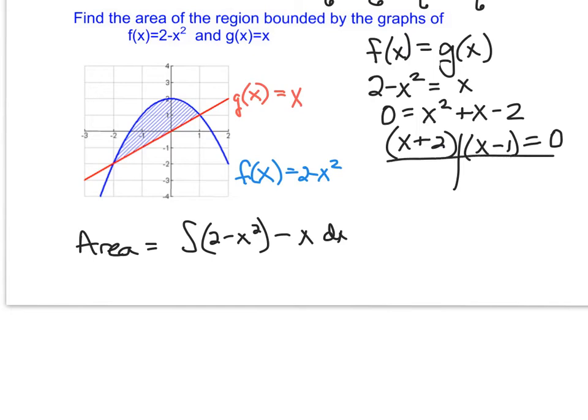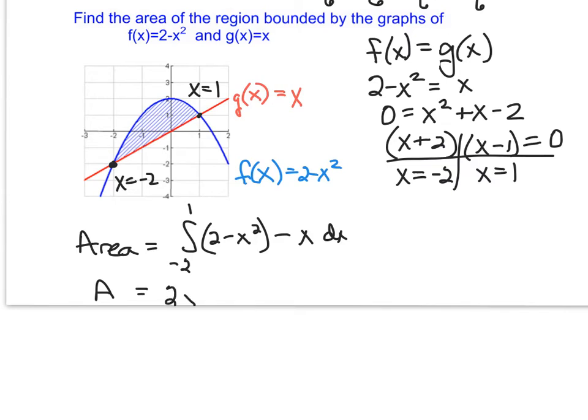So when I go ahead and set these factors equal to 0, I see that my left endpoint right over here is going to be where x is equal to negative 2, and my right endpoint is going to be x equals 1, and that's going to be this point right here. And again, I could easily have read that from my graph, but I want to make sure that I'm checking those endpoints for my boundaries. So my antiderivative is going to begin at negative 2 and go to 1. Let's go ahead and do my antiderivative.